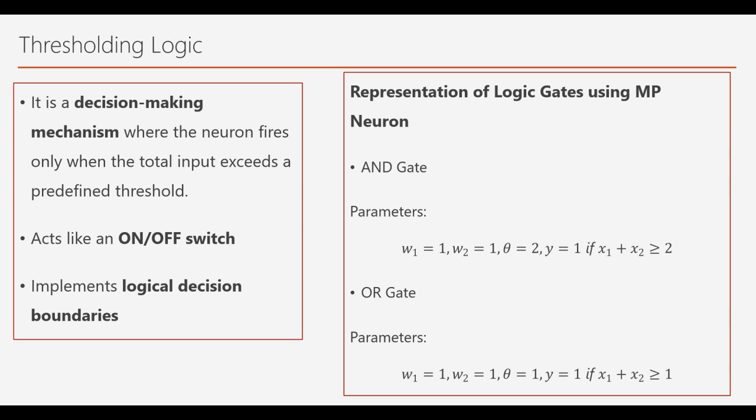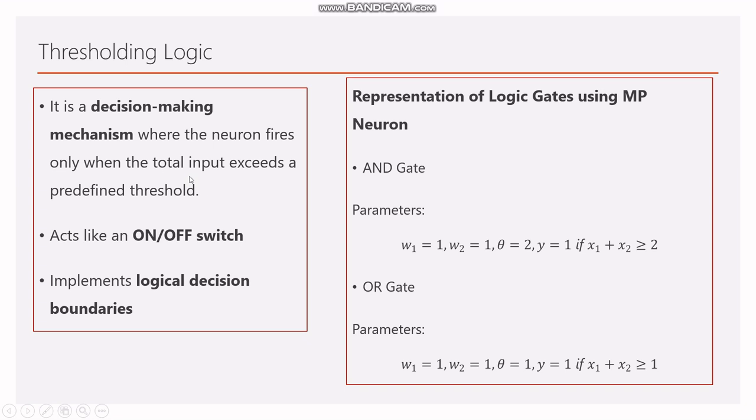I am mentioning thresholding repeatedly. A neuron fires if it is above or equal to a particular threshold. Now, how do we define that thresholding logic? It is a decision-making mechanism where the neuron fires only when the total input exceeds a predefined threshold. Basically, it acts like an on-off switch. If the switch is on, the neuron fires, otherwise not. So it implements logical decision boundaries.